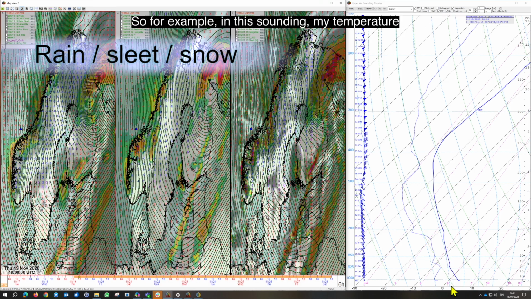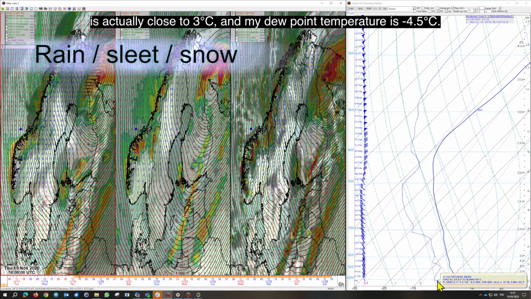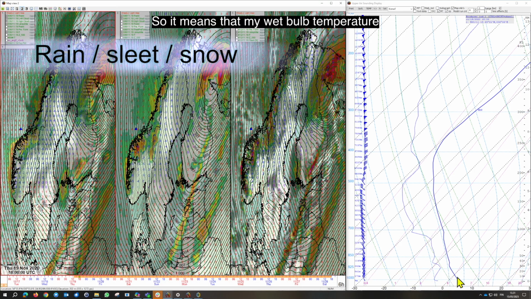So for example, in this sounding, my temperature is actually close to 3 degrees Celsius and my dew point temperature is minus 4.5. So it means that my wet bulb temperature is very close to zero, so it's probably going to be sleet.